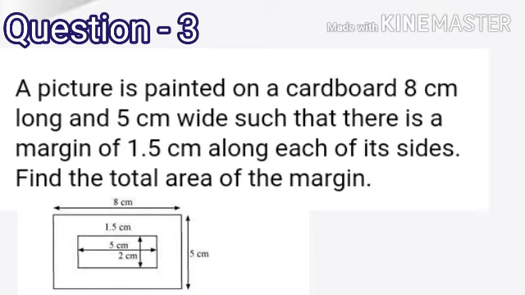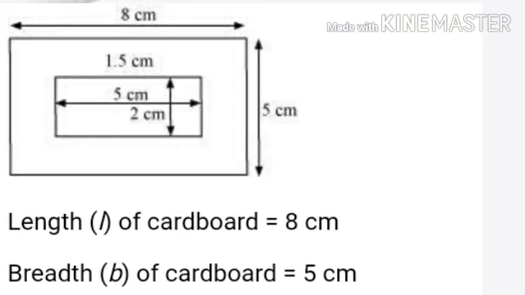Question number 3. A picture is painted on a cardboard 8 cm long and 5 cm wide such that there is a margin of 1.5 cm along each of its sides. Find the total area of the margin. First, you have to draw the figure, then solve it.